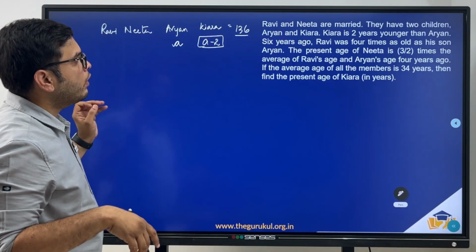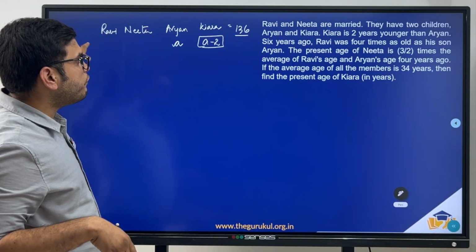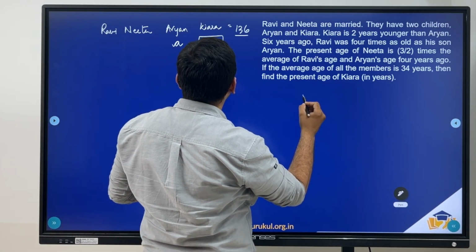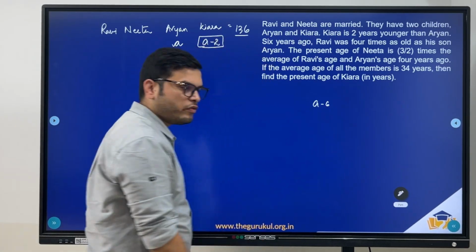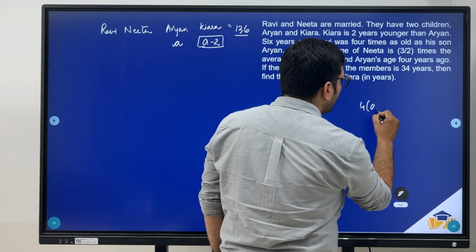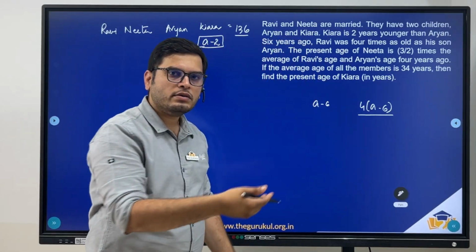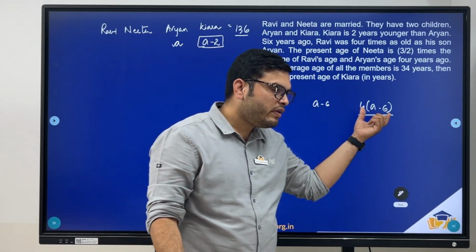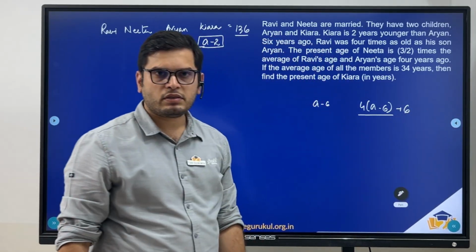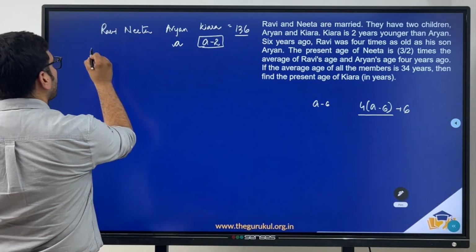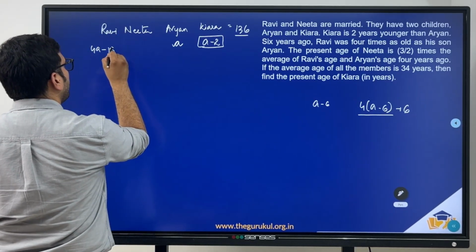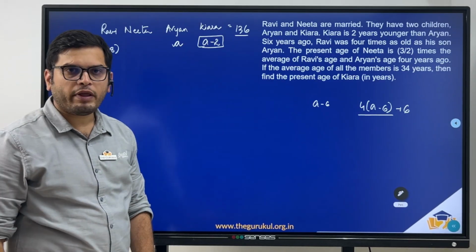Now 6 years ago, Ravi was 4 times as old as his son. So 6 years ago, Aryan's age would be A minus 6. So Ravi's age would have been 4 into A minus 6. Now if this is Ravi's age 6 years ago, Ravi's present age would be plus 6. So 4A minus 24 plus 6, 18. So Ravi's present age is 4A minus 18.